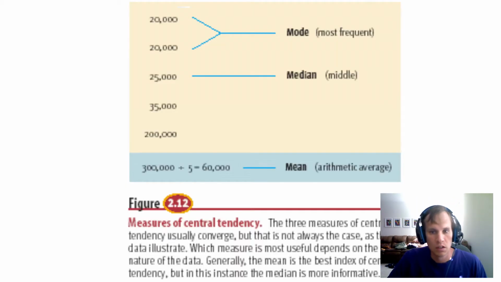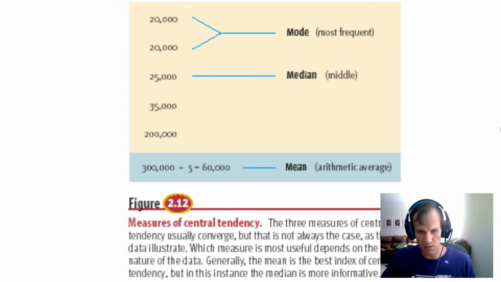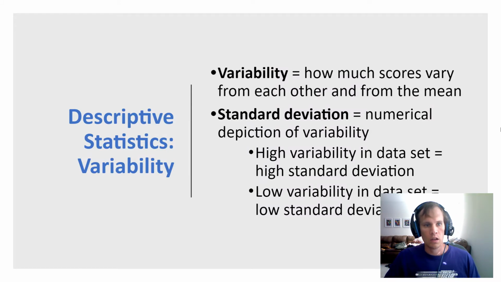So for this set of numbers here, the mode, 20,000, appears more often than everything else. 25,000 is the exact middle of these 5 points. And then the mean: you add all these up, there are 5 different points, you divide by 5, and you get 60,000. Again, hopefully this is something you're pretty familiar with. So you could use those.